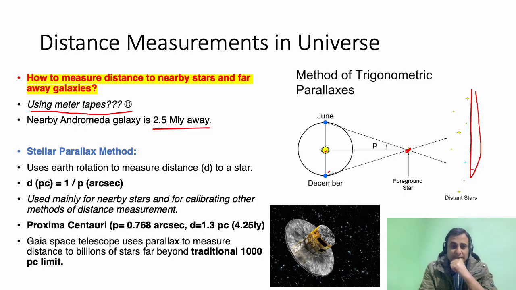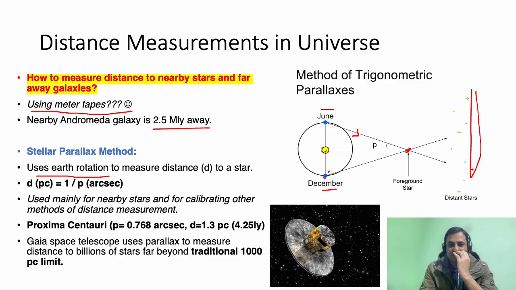This method uses the Earth's revolution around the sun. We know that the Earth completes one orbit around the sun in 1 year. Suppose that in June you see that this star is in this direction, and you measure the angle. Six months later, in December, you have moved here, opposite to where you were in June.